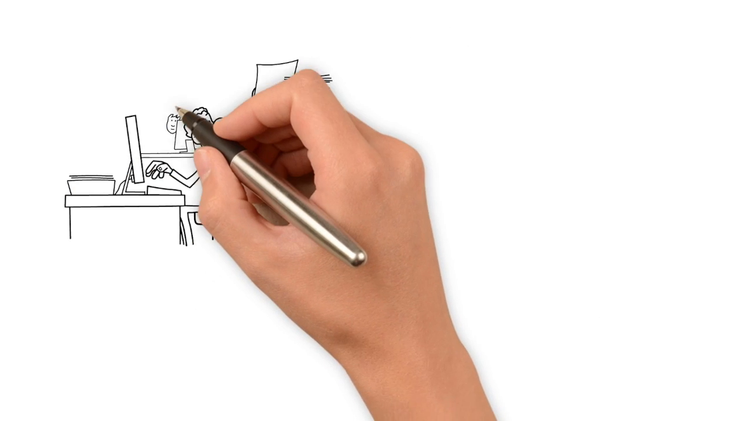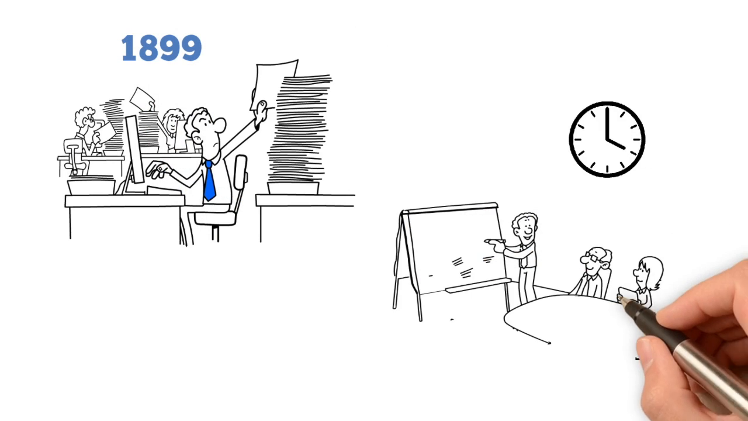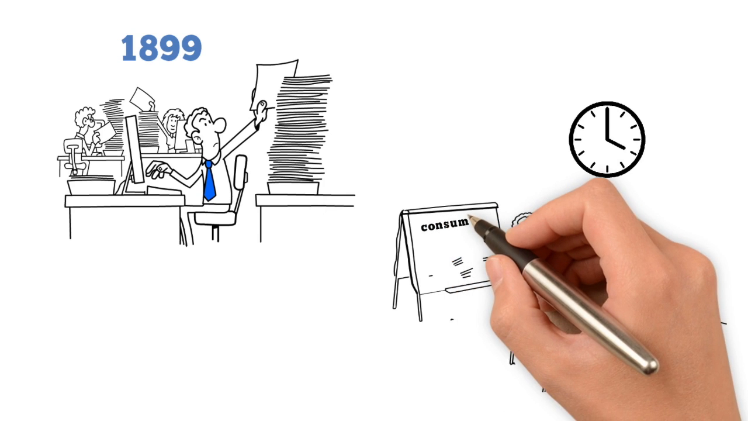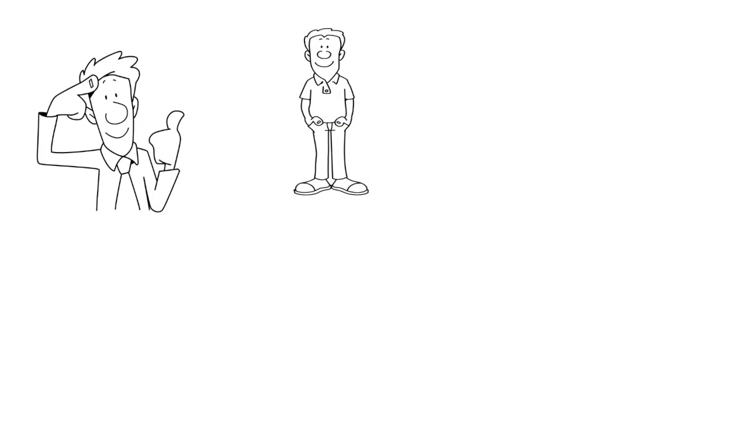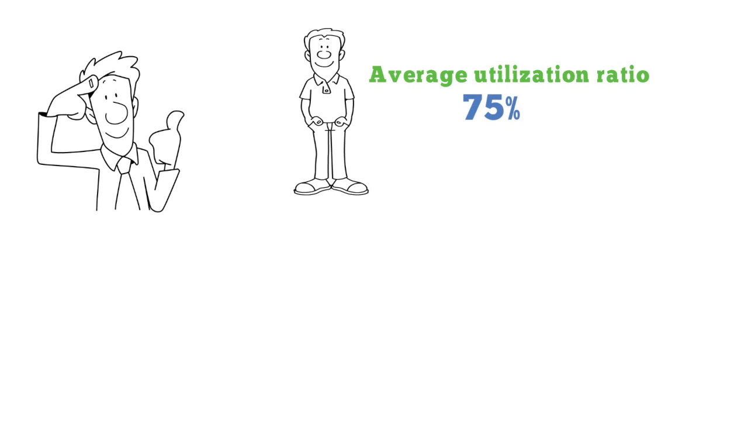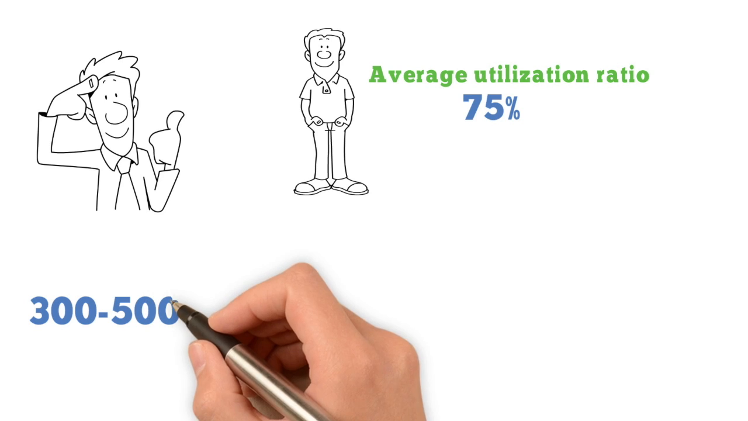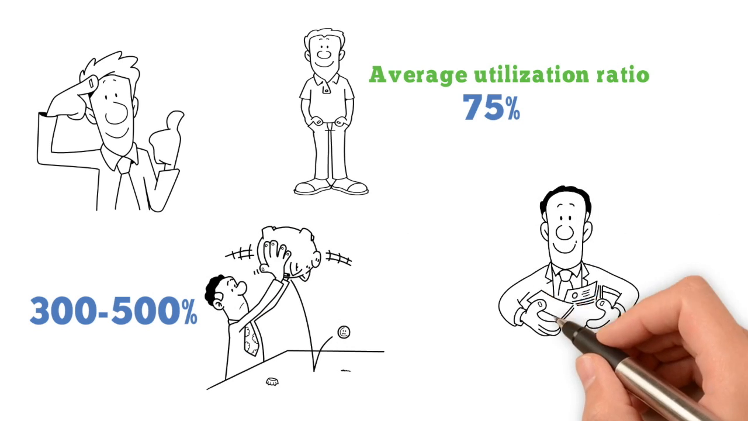Well, we've been collecting credit data in the U.S. since about 1899, and in that time, creditors have come to understand many things about consumer spending habits. One thing we know is that a consumer with an average utilization ratio of above 75% is about 300 to 500% more likely to file bankruptcy than a consumer with lower utilization ratios.